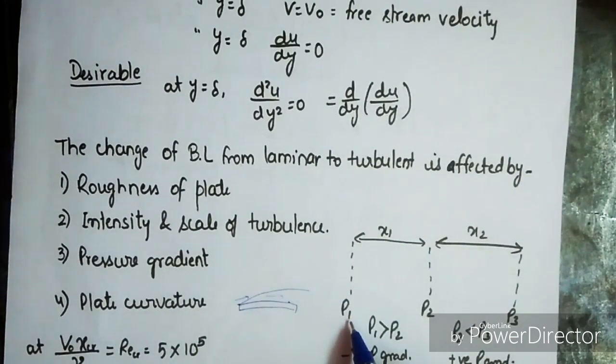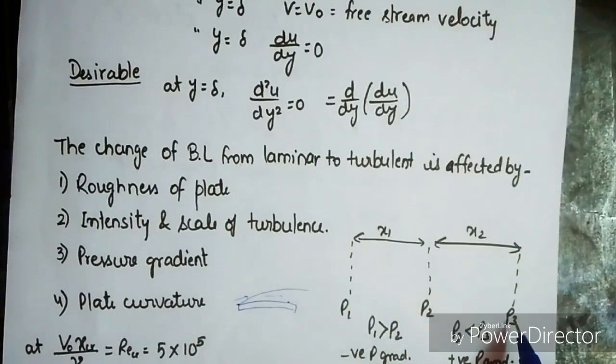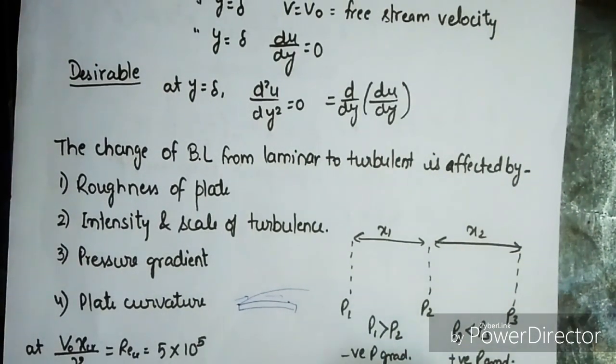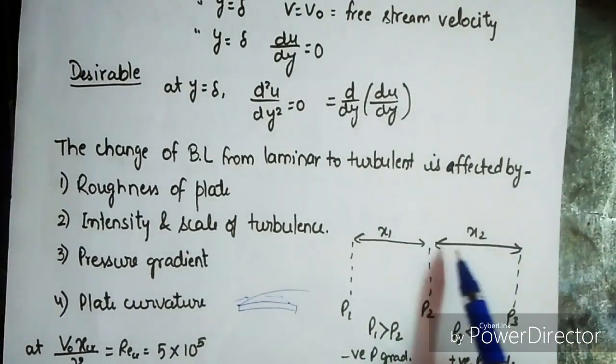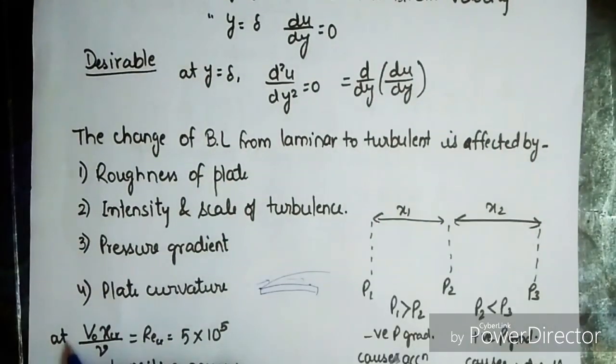Pressure gradient: you can see that at the starting point we have pressure P1, at the transition P2, and P3 at the end. P1 is greater than P2 in this region, which means a negative pressure gradient is formed, and this causes acceleration in the starting phase. But in the turbulent phase of length x2 we have a positive pressure gradient, which causes retardation of the flow. At the critical distance x critical, where the transition occurs, the Reynolds number v naught x cr upon nu equals 5 into 10 raised to the power 5.